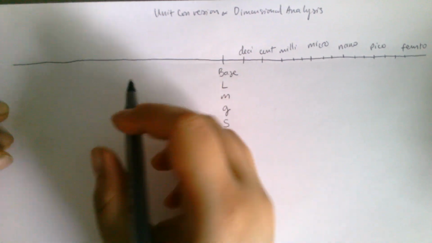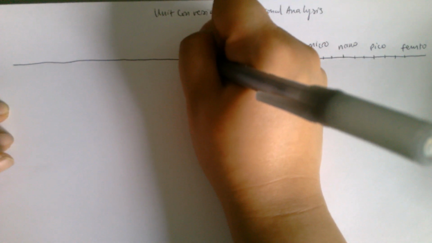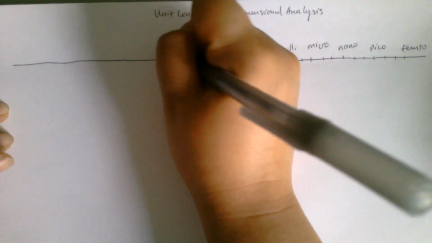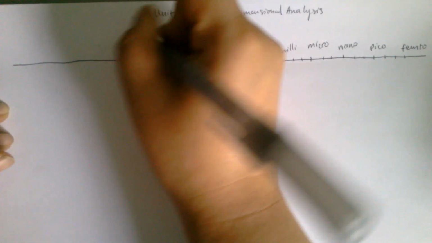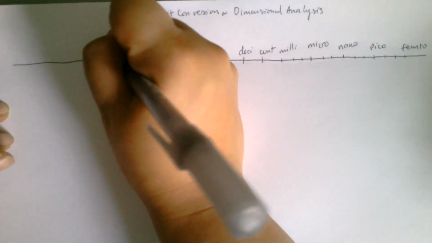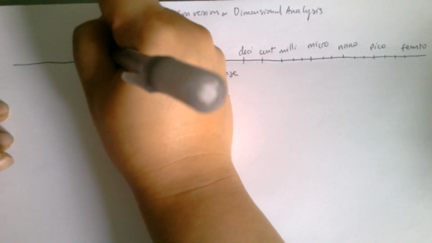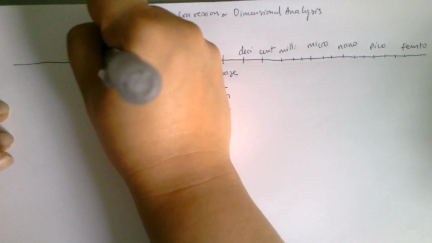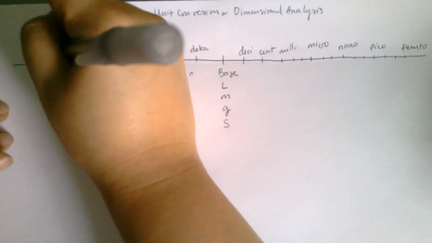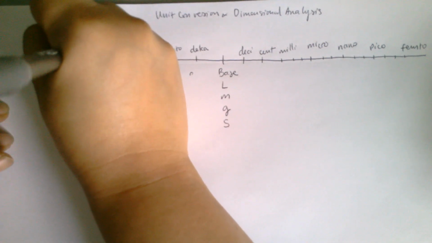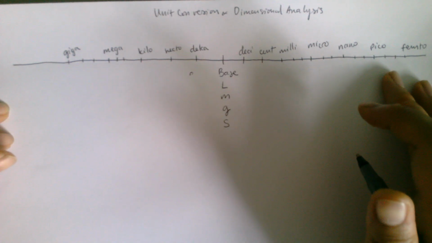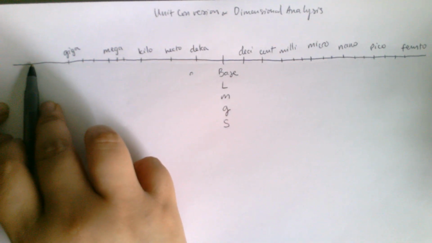To the left, what we have is deca, hecto, kilo, 3 spaces and we get mega, and 3 more spaces we have giga. That is as far as we need to know right now. I'm pretty sure after that we have tera.